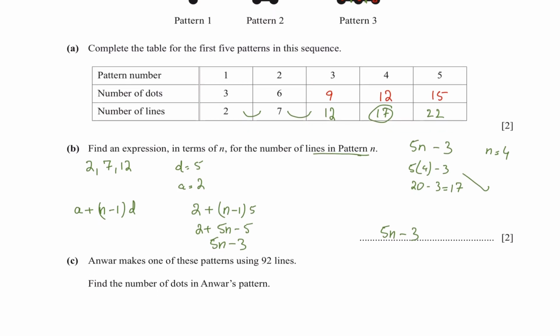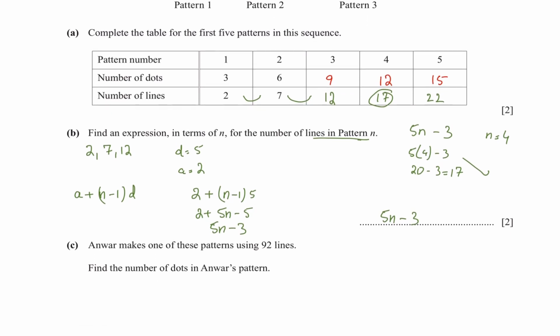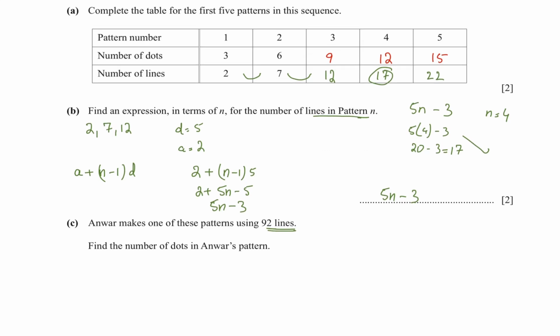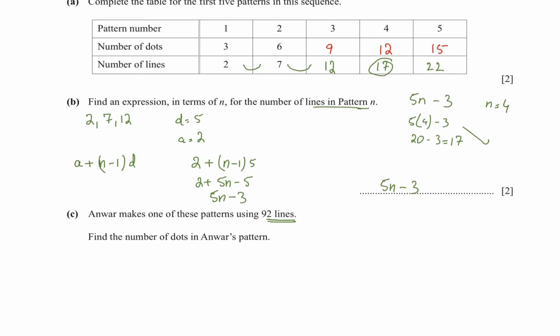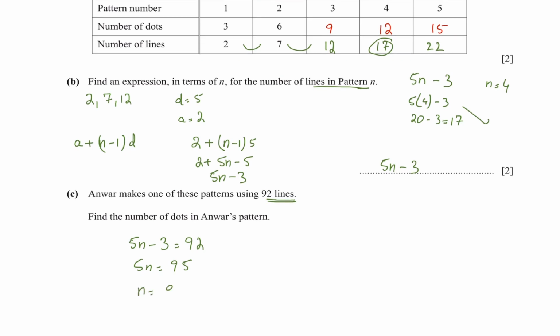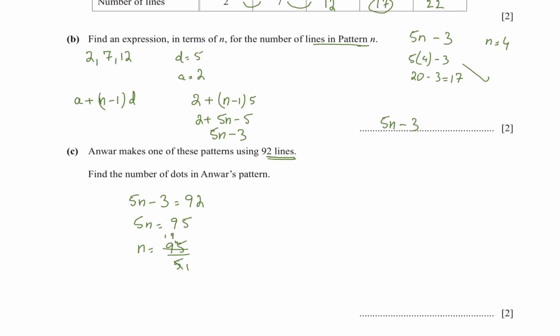Let's do part C, which says Anwar makes one of these paintings using 92 lines. So 92 is the number of lines. So that means 5n minus 3 is going to be equal to 92. So 5n is going to be equal to 95. Let's solve for the value of n. So 95 divided by 5: 5 ones are 5, 5 nines are 45, and so on. So n is equal to 19.